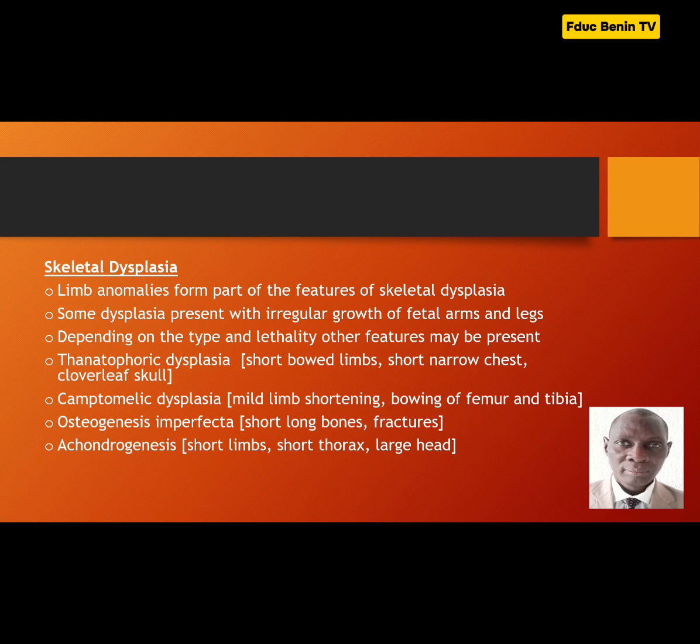In the case of camptomelic dysplasia, you have mild limb shortening, bowing of the femur and tibia. And in osteogenesis imperfecta, you have long bones with fractures. We have seen a case much earlier in the presentation. And in achondrogenesis, you have short limbs, short thorax, and large head. So these are the basic or main dysplasias that we see in clinical practice, in ultrasound examination of fetuses.